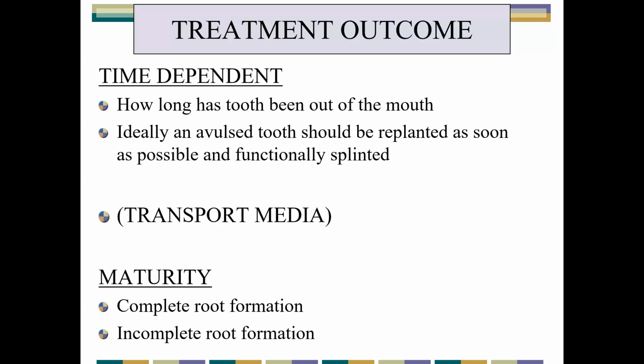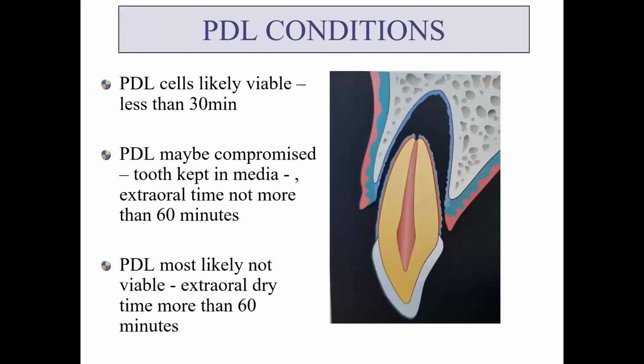Maturity, the stage of maturity of the root, will also determine your treatment outcomes. Either the root is a complete root formation, or it is an incomplete root formation, which has an open apex. Like we said, one of the things that you need to bear in mind is that the periodontal ligament conditions will be either viable or not viable, depending on how much time the tooth has been out of the mouth, whether it's been dry or not.